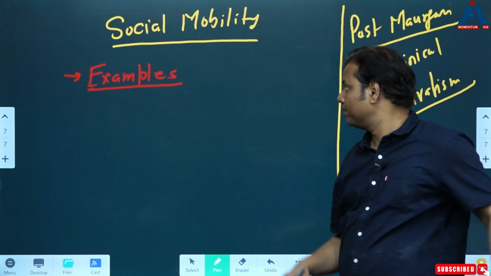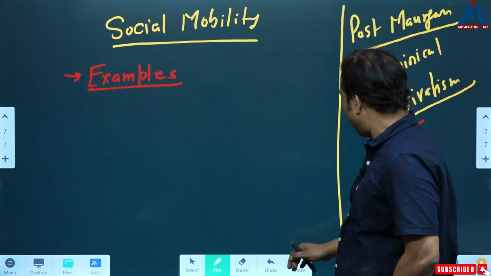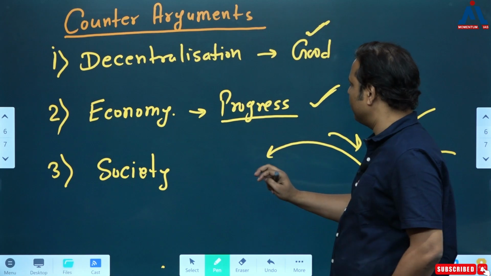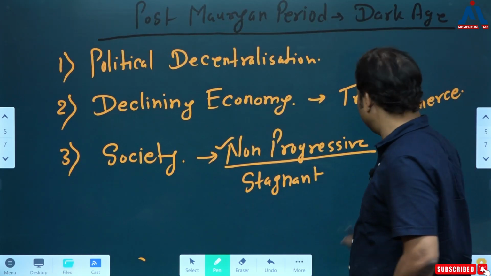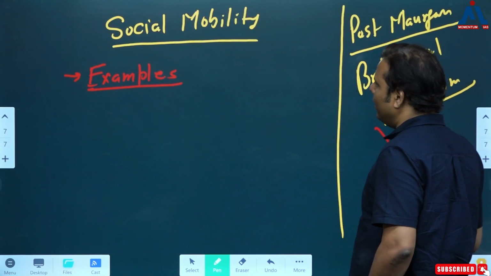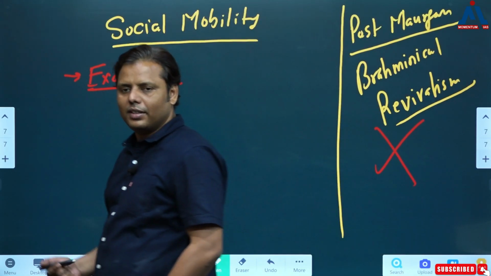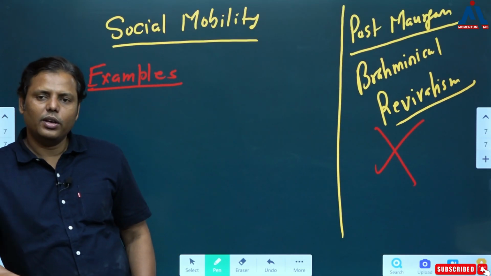Achha, sorry. I have just missed something. I used one term, non-progressive society. Okay? Now, can you literally imagine a society which is non-progressive? Have you ever seen a society going backward?